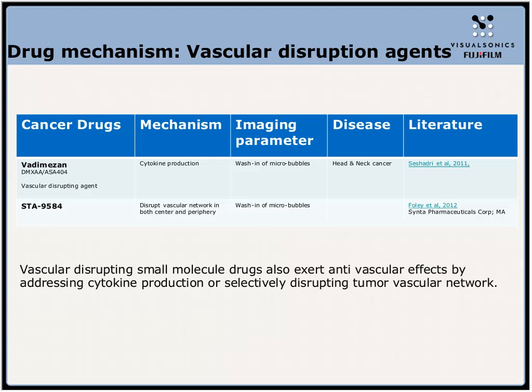Now we're going to switch to a different drug mechanism where these are vascular disruption agents. These particular agents are reported to selectively address the tumor vasculature. So I'm going to take the story from Synta Pharmaceuticals that claim to disrupt and have shown to disrupt the vascular network in both the center and the periphery of the tumor, therefore reducing the viable rim of the tumor. And for this, they use the wash-in microbubble functional assay.